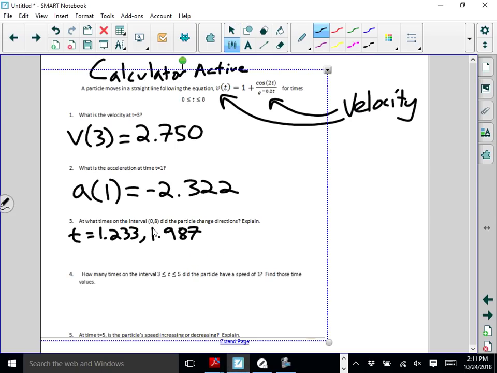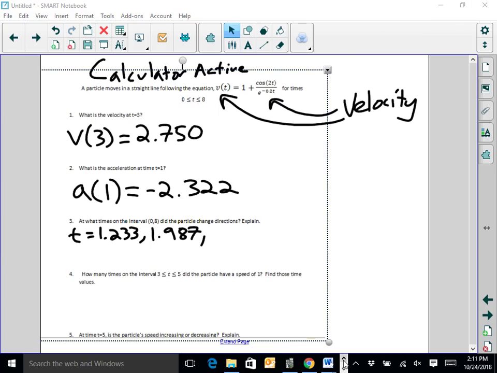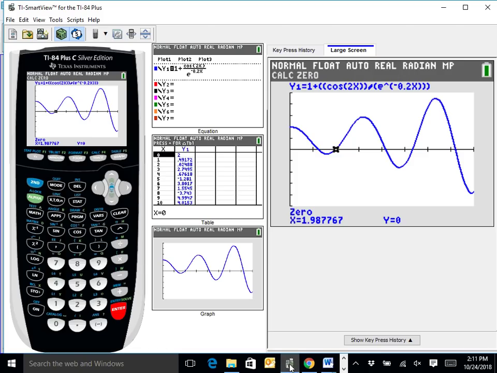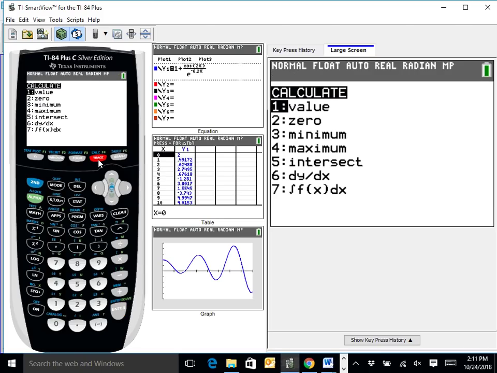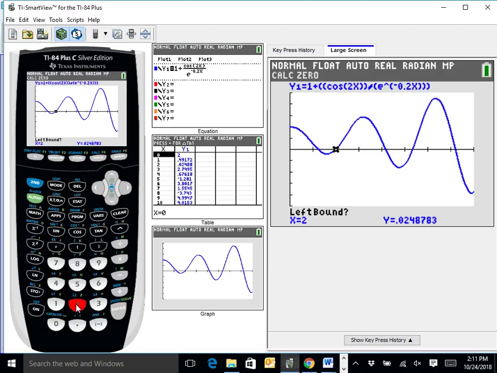Find the next zero. I'll do second calc number 2. Let me show you another way you can do these zeros. My next zero I'm looking for is right here. I can go left bound, right bound by scrolling, or I can just type in numbers, right? So 1, 2, 3, 4 looks like it's on the left bound. So I'm just going to press 4 and hit enter.